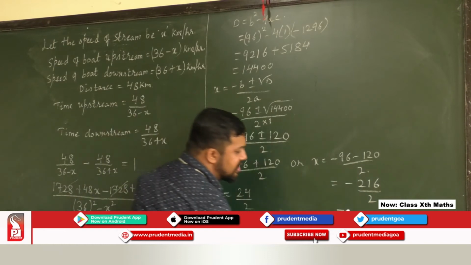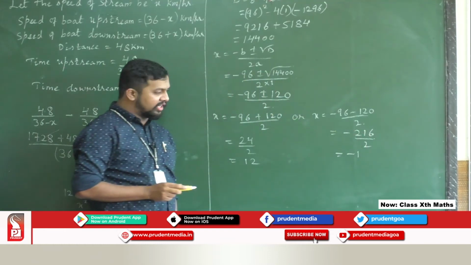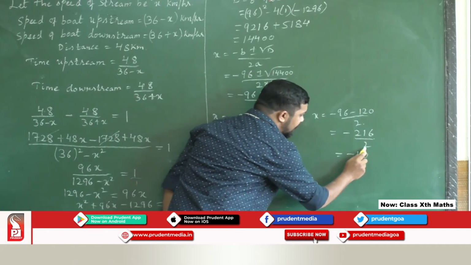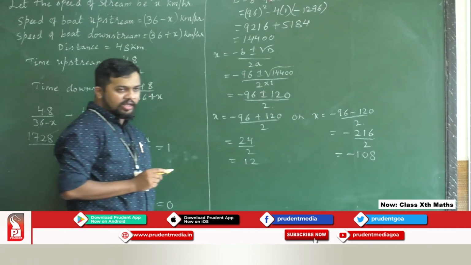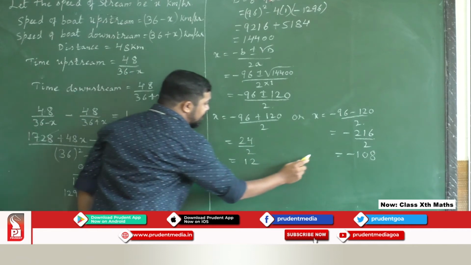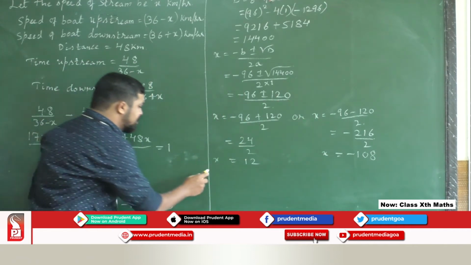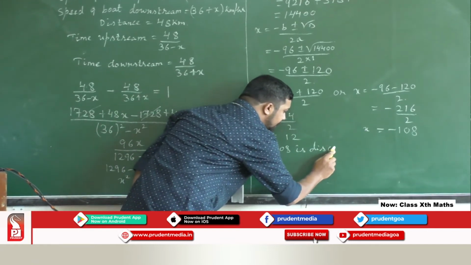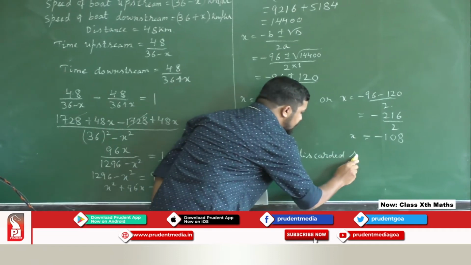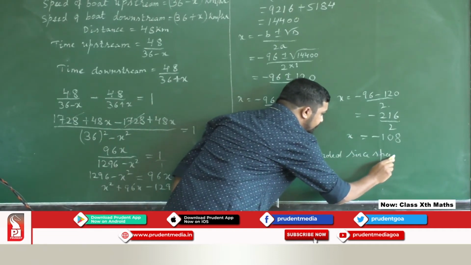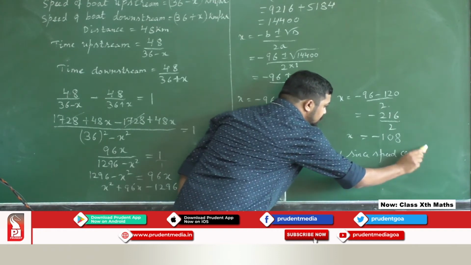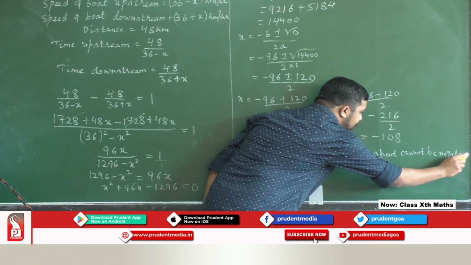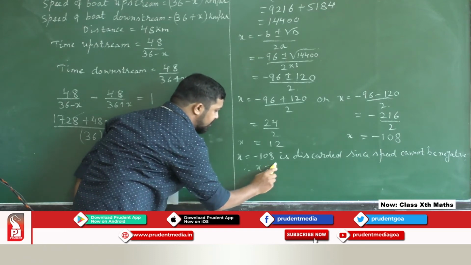Now divide this. We directly make mistake here. We say 2 8s are 16 and directly write 18, but 2 is not going in 1, so 0 will come, and then it becomes 16, so 2 8s are 16. So I got two values, x is equal to 12 and x equal to minus 108. So we know, we have to write x equal to minus 108 is discarded since speed cannot be negative. So x is equal to 12.